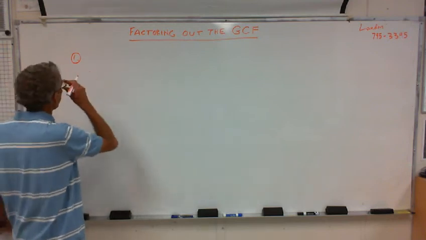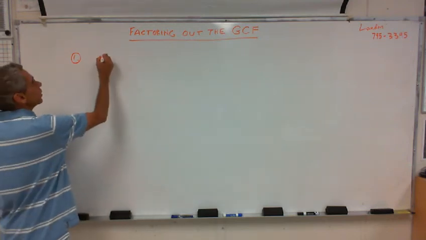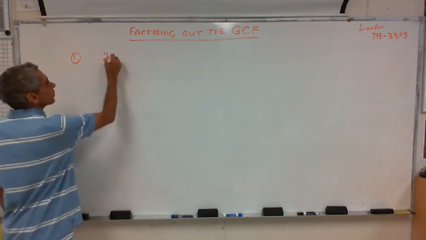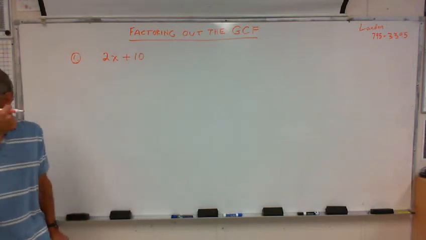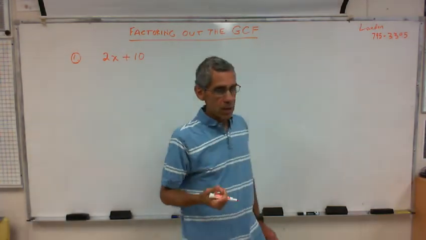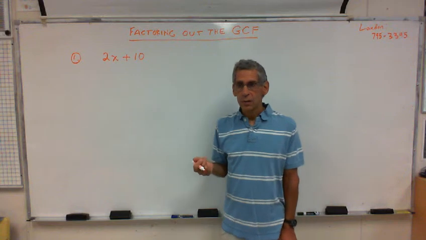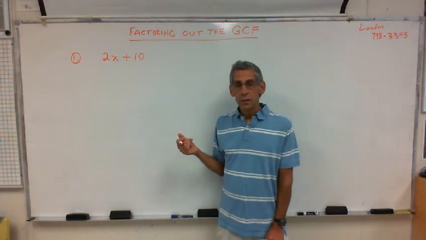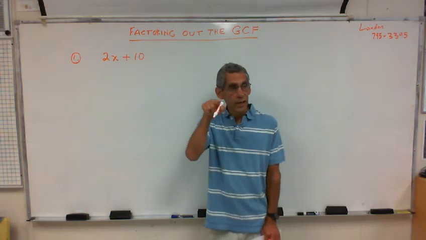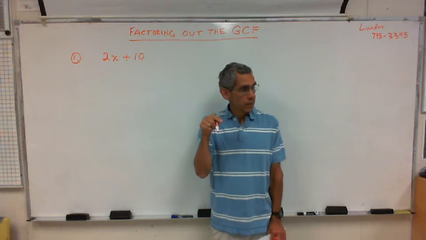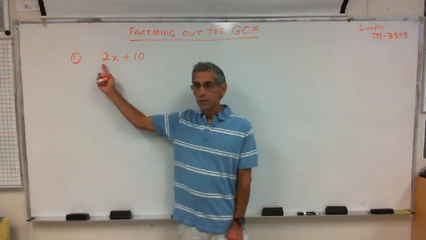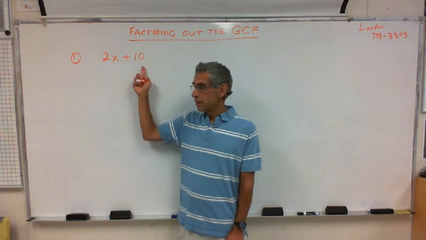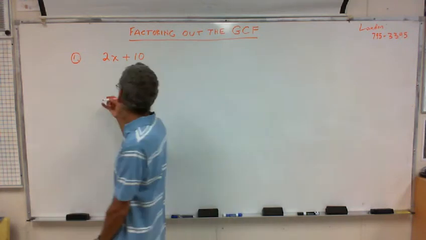All right, so let's say I had 2x plus 10. And I asked you to factor out the greatest common factor. In other words, turn it into what looks like distributive property, right? So what is common? What is a common factor of 2 and 10? 2. Right.